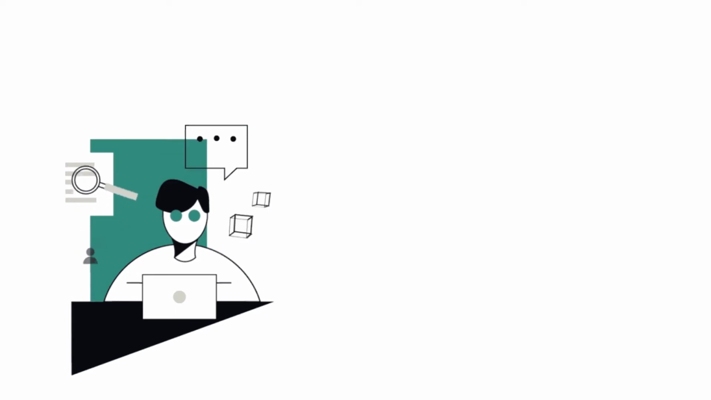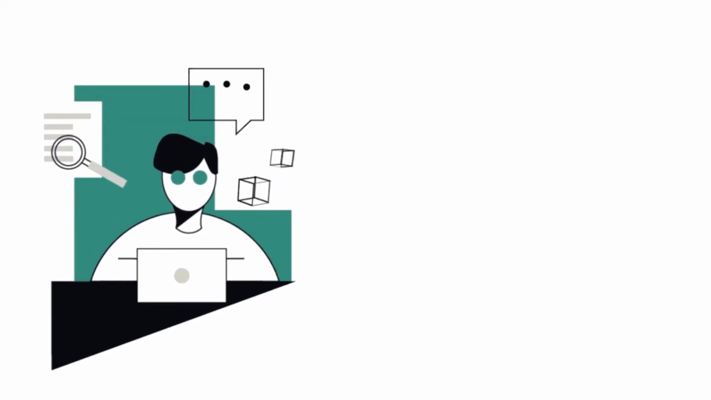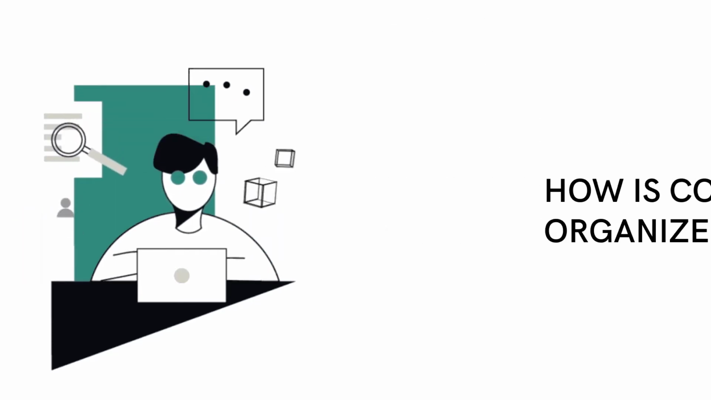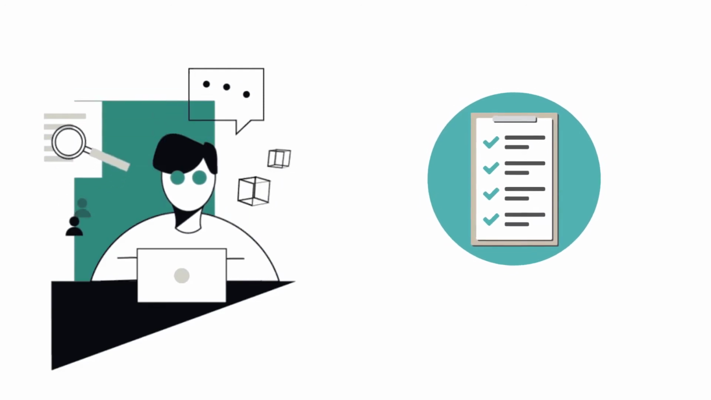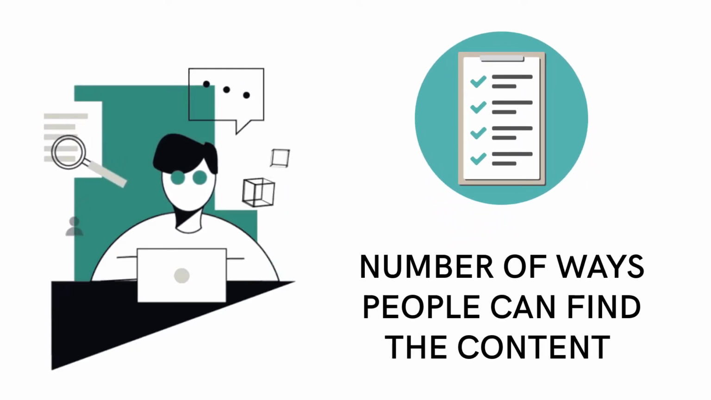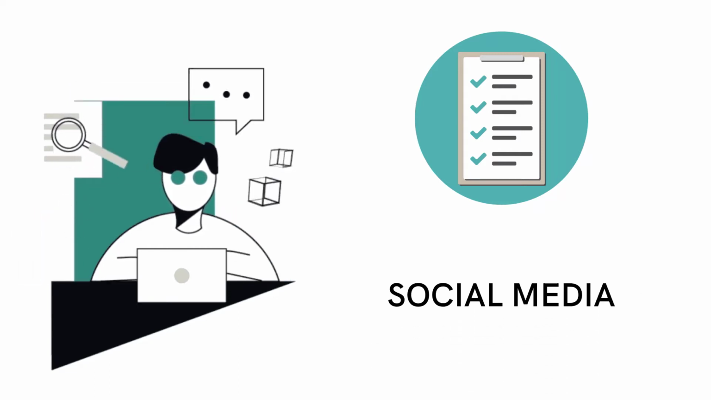For instance, marketers should always ask themselves where the content will be placed. Additionally, the question of how content is organized is also important. Lastly, marketers should also list down the number of ways people can find the content. Will it be online? Will it be spread through messages, social media, or other platforms?